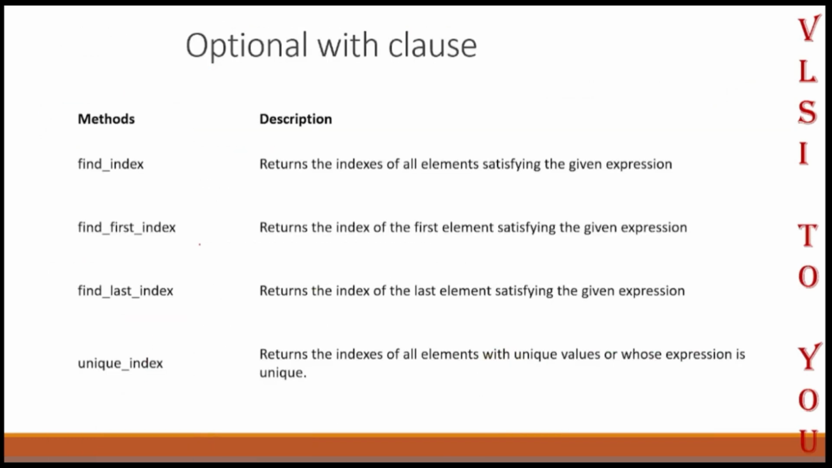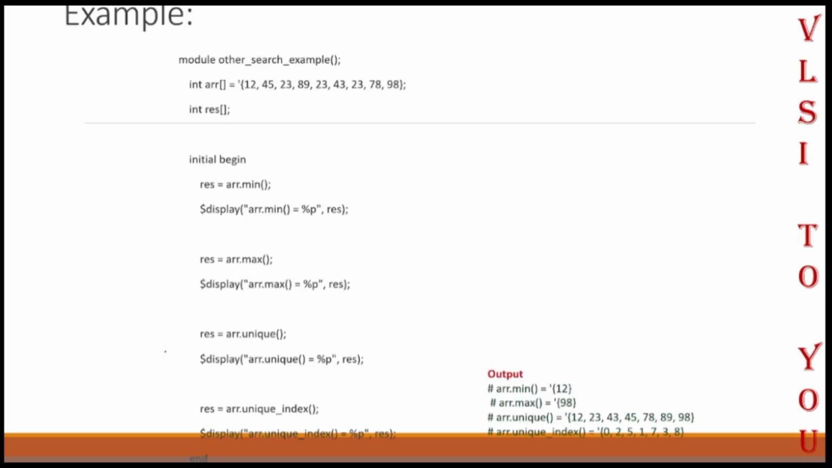Okay, and there are certain methods which don't need a with clause, like find first index, find last index, and unique index. So these functions in SystemVerilog arrays don't need any with clause. Okay, you can just use them directly. If you see here, you don't use any with clause. So you can use these functions directly without using any with clause.